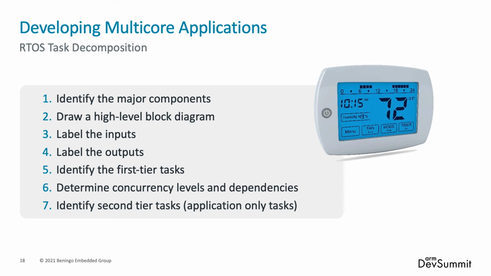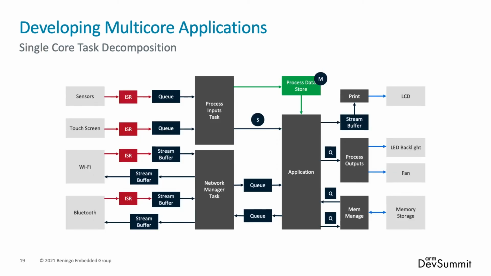Now, normally there's a step that we follow to decompose an application. We identify our major components. We draw a high-level block diagram. We label our inputs and outputs. We identify what our first-tier tasks are. We determine the concurrency levels and dependencies of these tasks compared to each other. And then we define second-tier tasks, which are all of our application code components. Now, if you go through that process, you'll decompose a system that might look something like this.